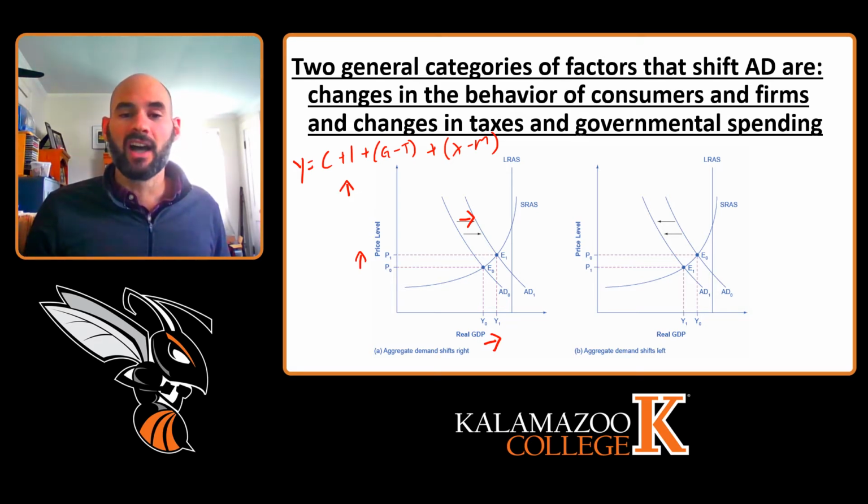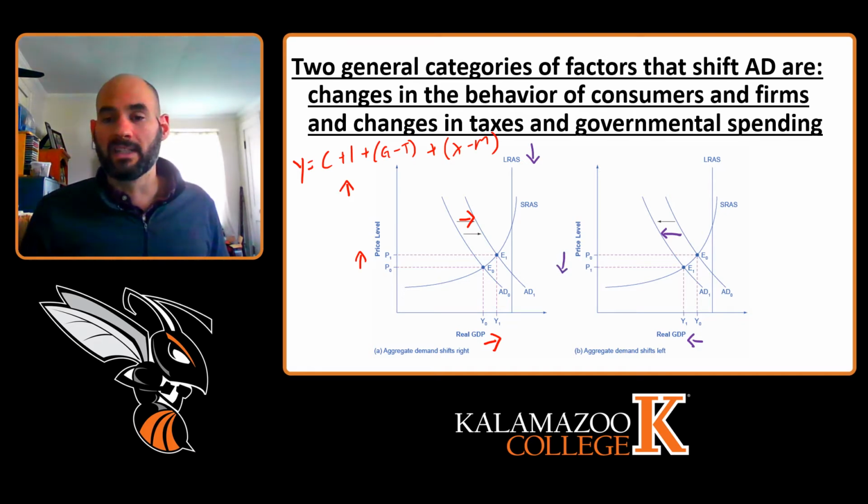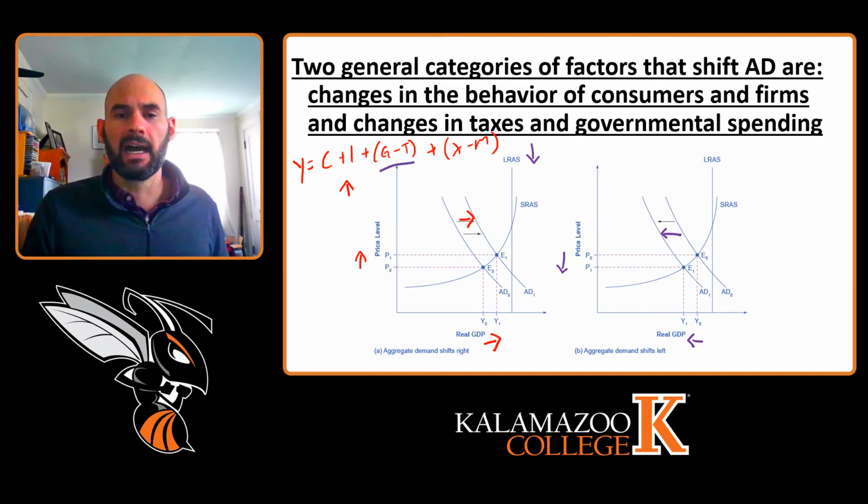And anything that causes the right-hand side of this equation to decrease will also cause a leftward shift in the aggregate demand curve, which would then be contractionary and deflationary. So once again, probably the easiest variables to look at here are government spending and taxes.